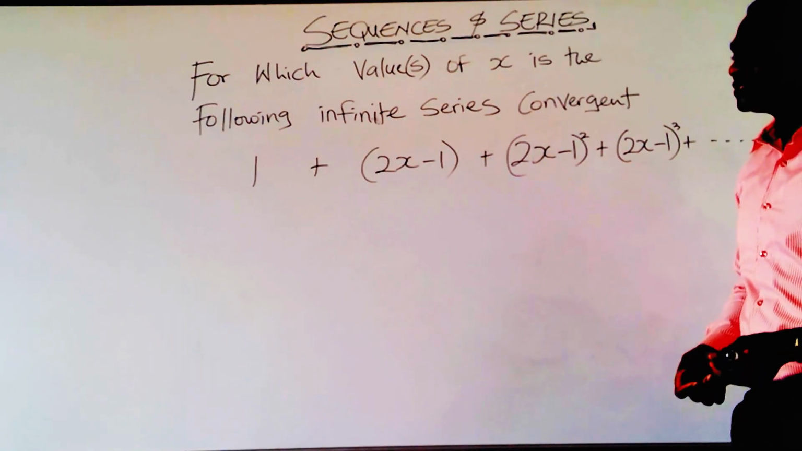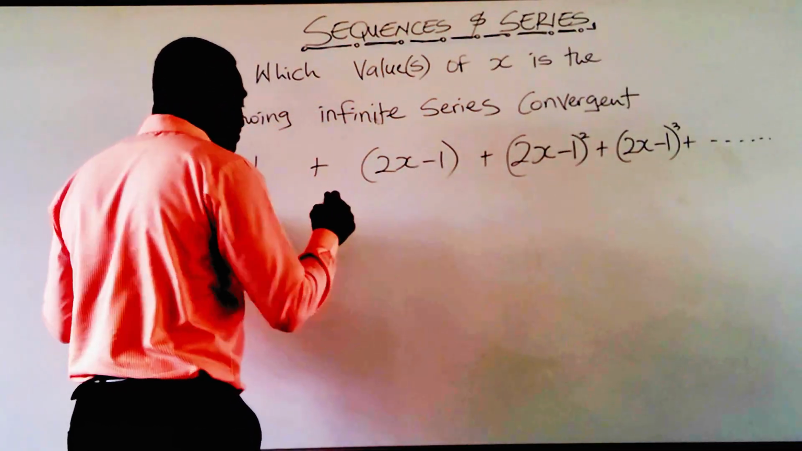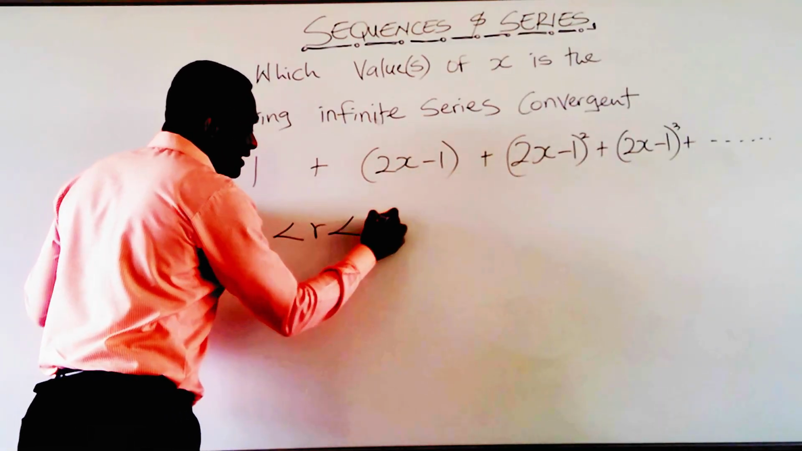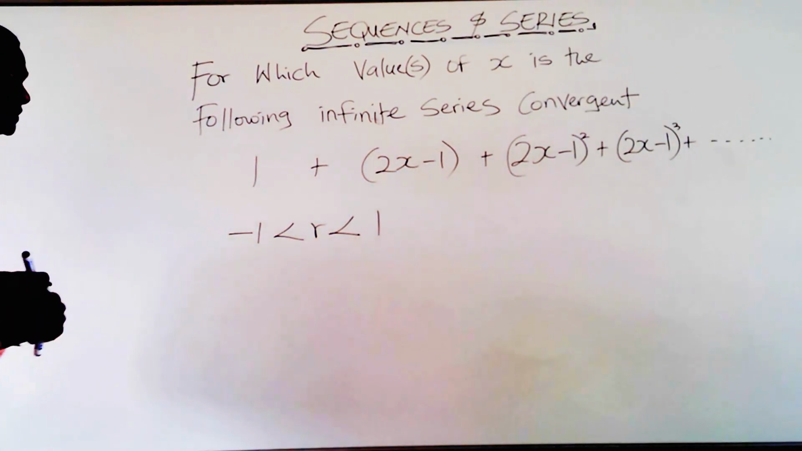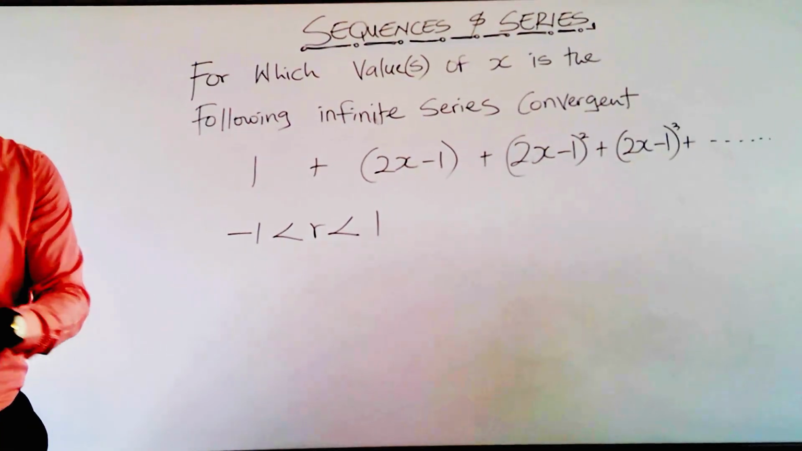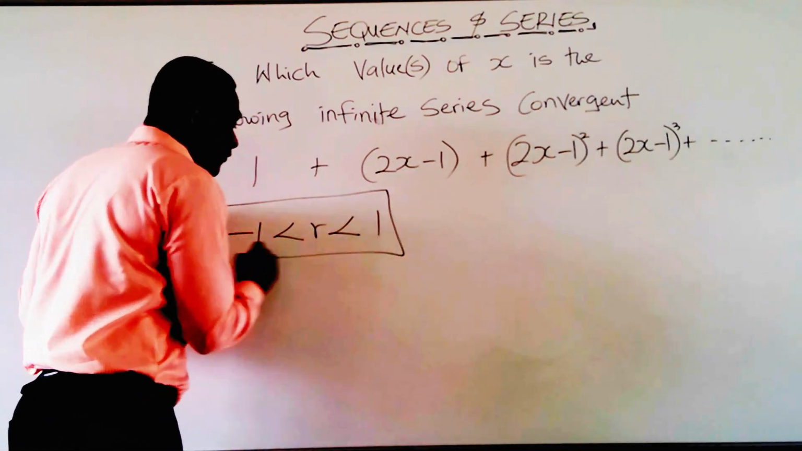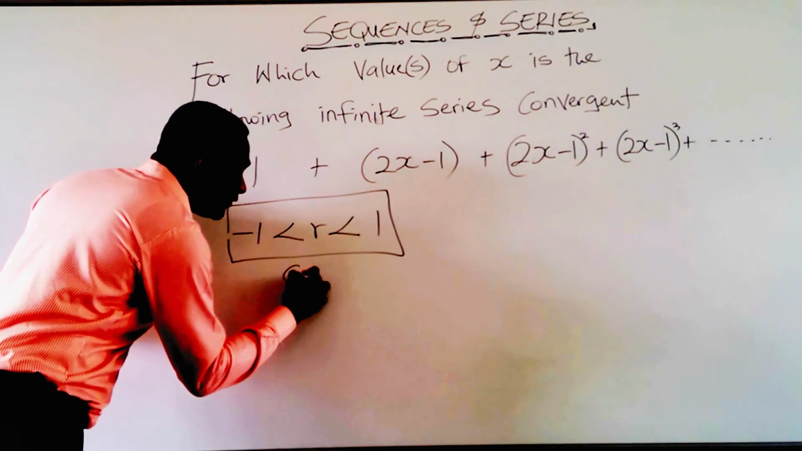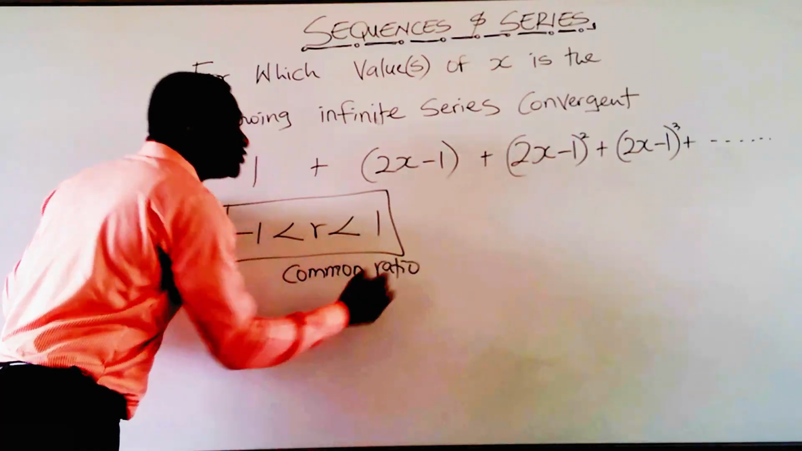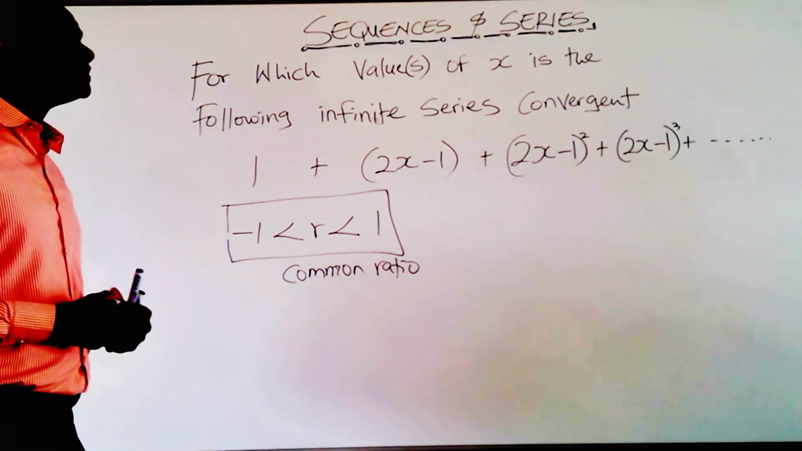When will it converge? It will be given on your formula sheet. Please note that for converging series, we have -1 < r < 1. If you are not sure, do not solve. Take your time, check your formula sheet, and get this right. Here r is our common ratio. It means we have a common ratio problem here, and that is what will give us the value of x.